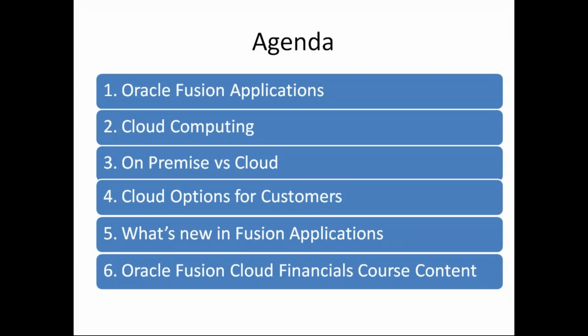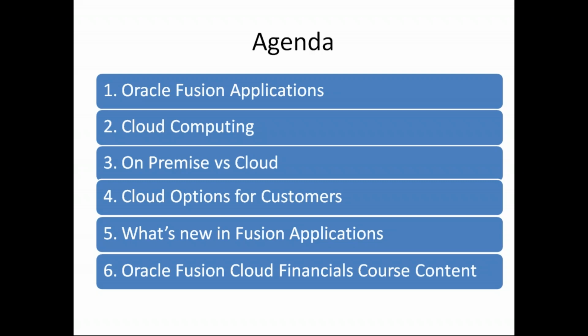So this is the agenda we have for today's session. We'll talk about the meaning of fusion applications and cloud computing, the difference between on-premise and cloud, and the different options available for customers when they opt for fusion cloud applications. I also addressed a few features in this PPT to understand what is new in the fusion applications compared with EBS. Then finally we'll go through the course curriculum, what exactly we are going to cover as a part of this training.